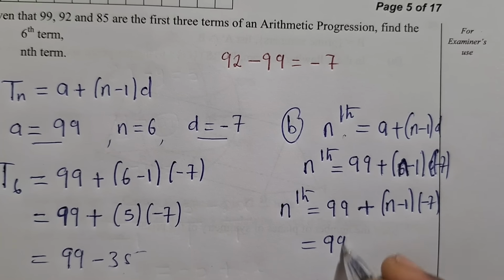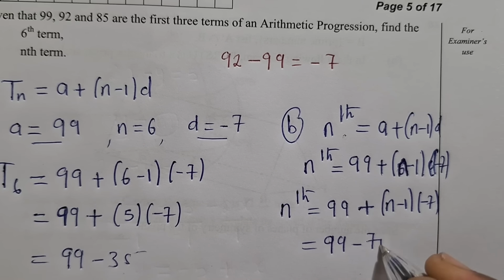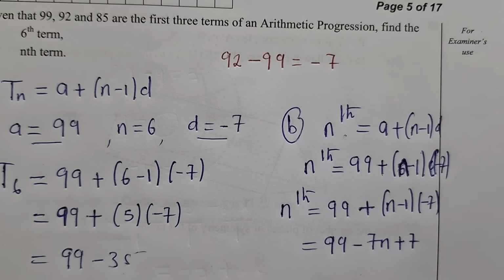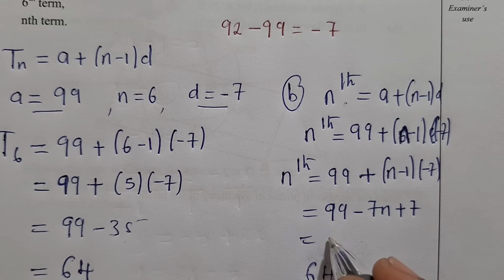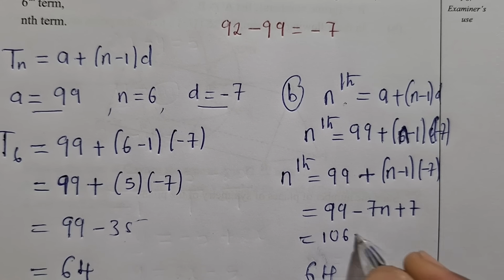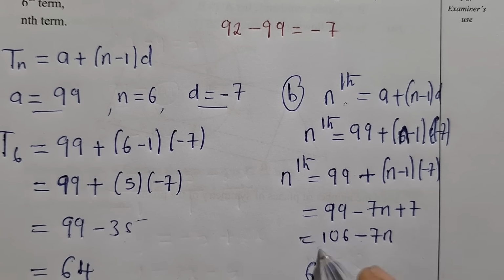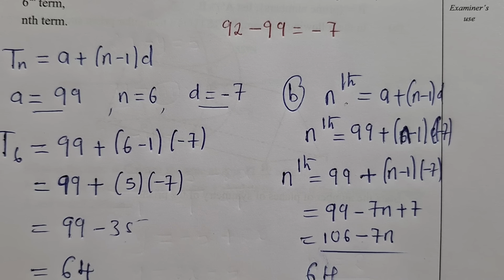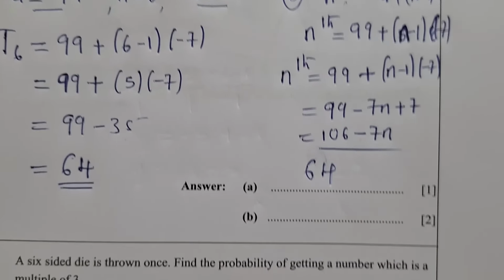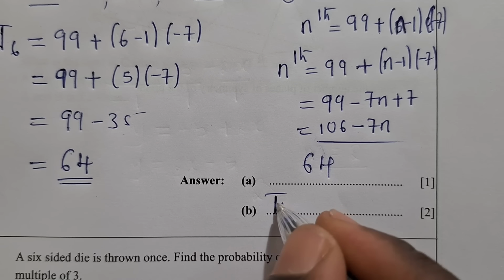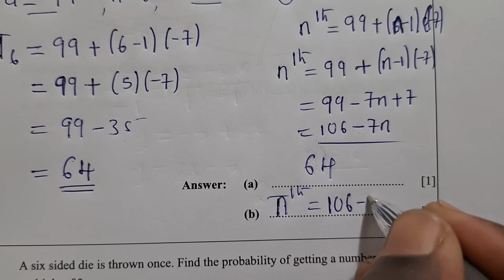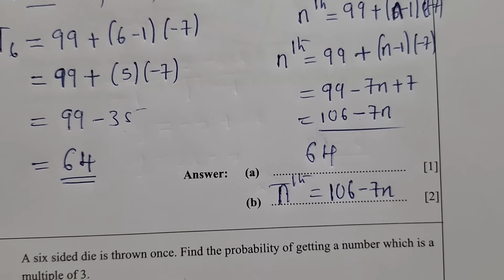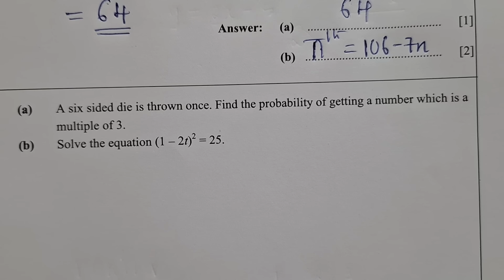You simplify: 99 minus 7n plus 7. So when you work out, this will be 106, if I'm not mistaken, minus 7n. Yeah, so 99 plus 7 is 106. So our nth term is equal to 106 minus 7n. Okay, we go to the next question.